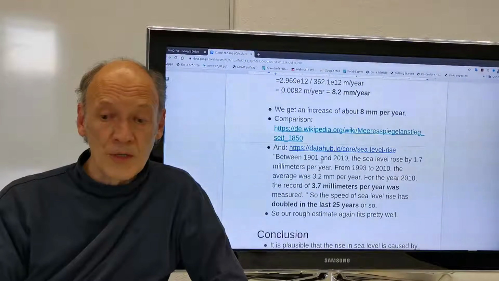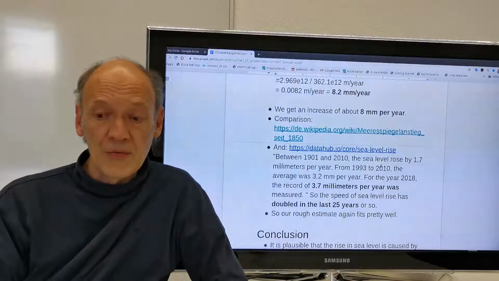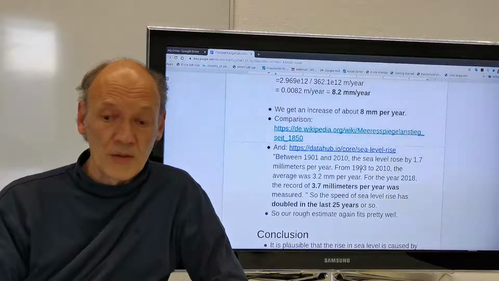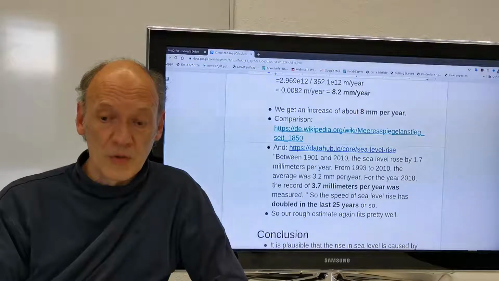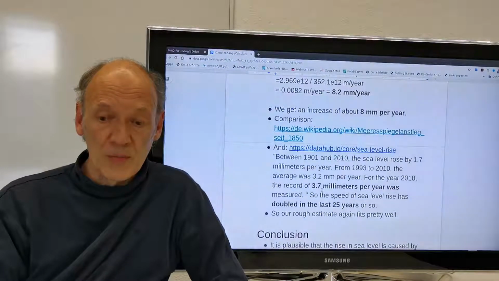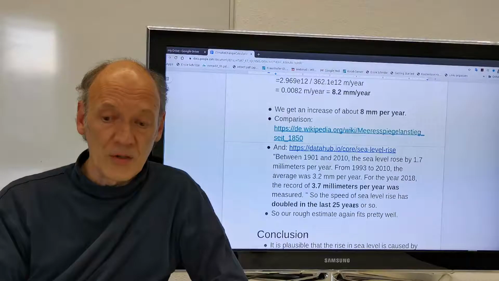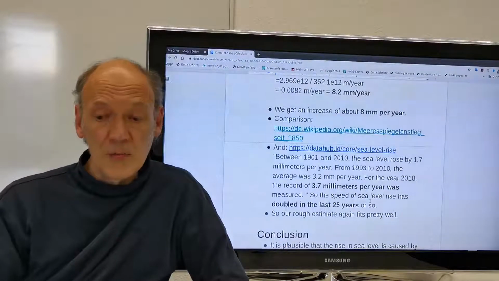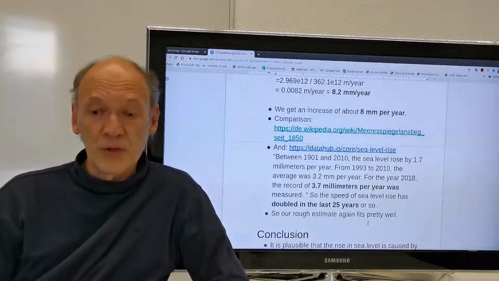Between 1901 and 2010, the sea level rose by 1.7 millimeters per year. From 1993 to 2010, the average was 3.2 millimeters per year. For the year 2018, the record of 3.7 millimeters per year was measured. So the speed of the sea level rise has doubled in the last 25 years or so. And it shows that our rough estimate is actually on the same order.